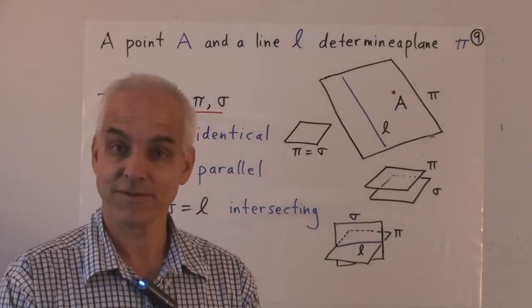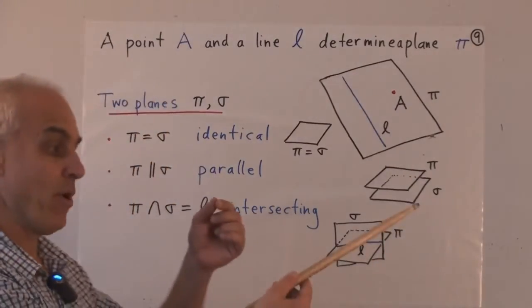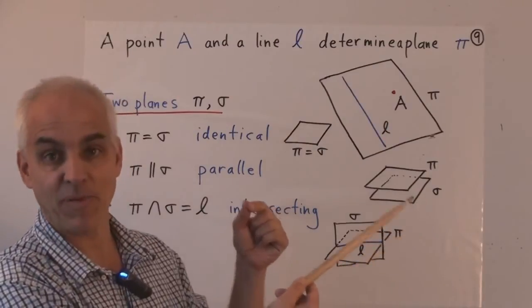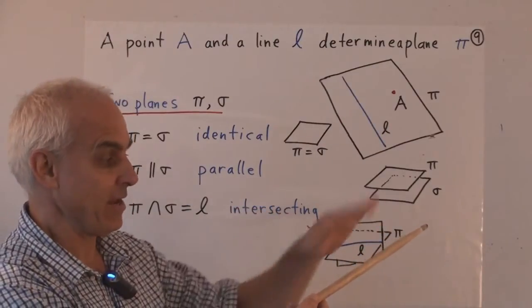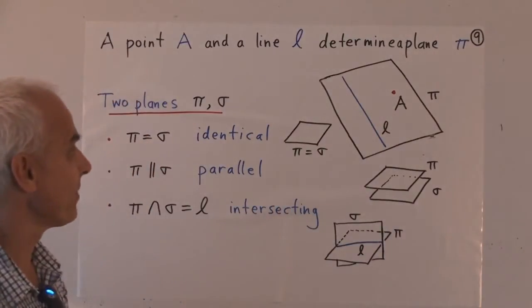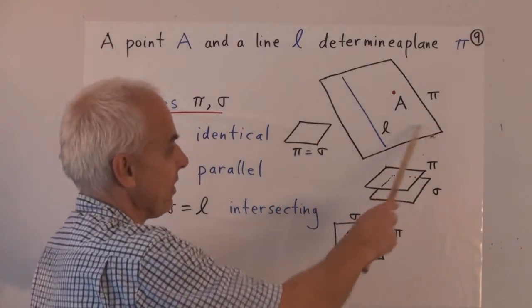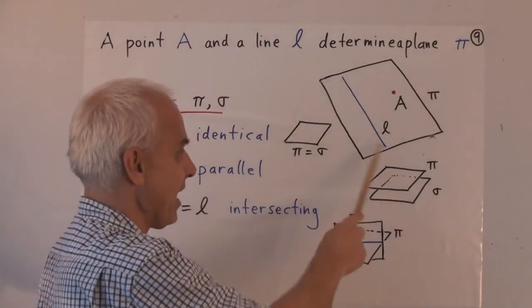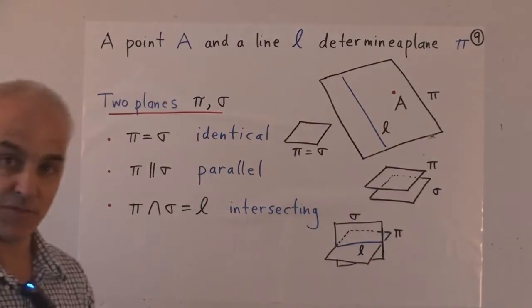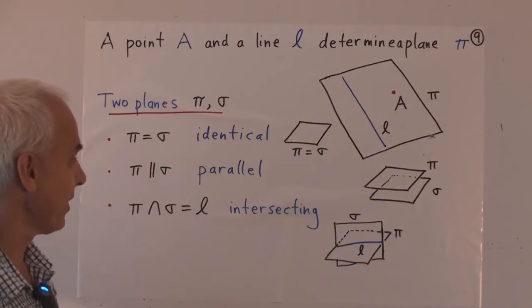If we have a point and a line, and the point is not on the line, then those 2 objects determine a plane. So there's a unique plane that passes through the line and the point A. So there's kind of a picture of that. There's a line L, a point A, and the plane pi that passes through them both.